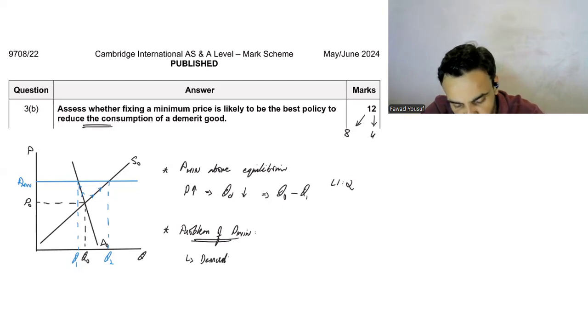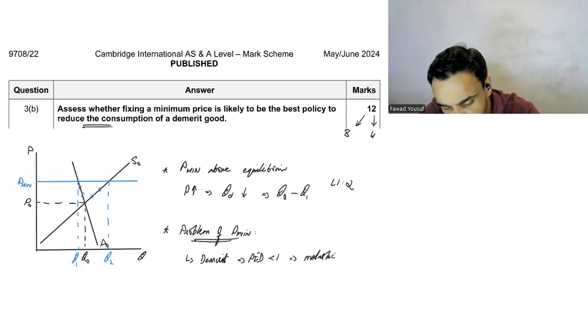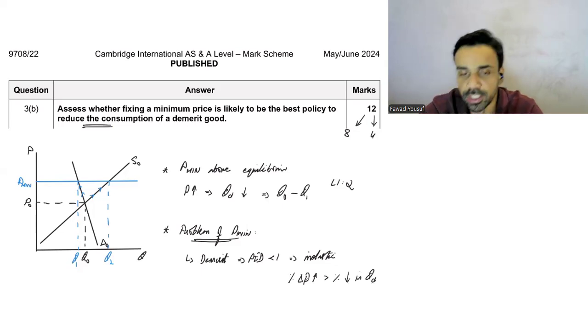तो इसके अंदर you can talk about obviously demerit goods जो होते हैं उसका PED जो होता है वो less than 1 होता है, which means it is inelastic, which means that the percentage rise in the price will be greater, but the percentage fall in quantity demanded will be lesser. So hence it will be not so effective.